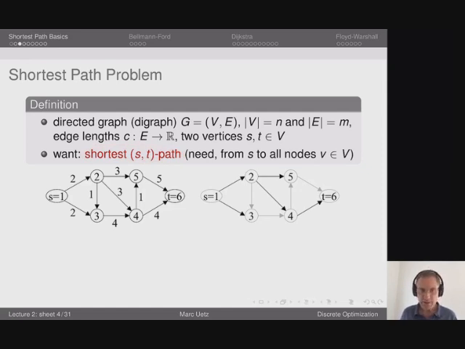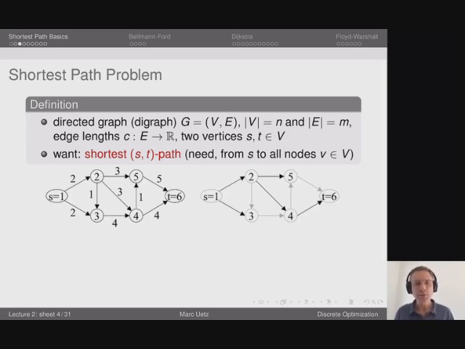And here's a little example down here. So this is an example graph. You see s and t here, and as a matter of fact, the shortest path from s to t in this example is, if I'm not mistaken, this path here, which has a length of 2 plus 3 plus 4 makes 9.